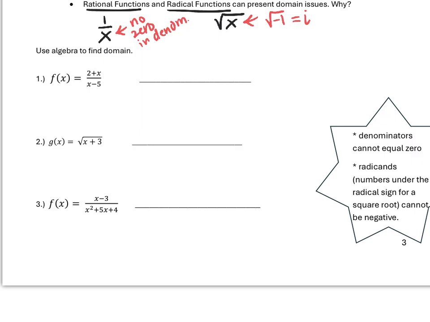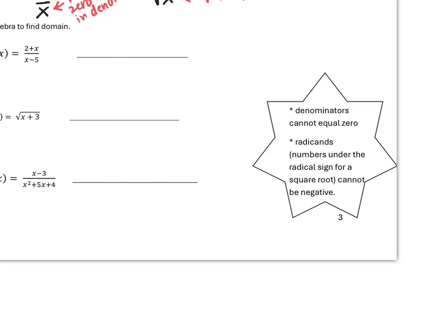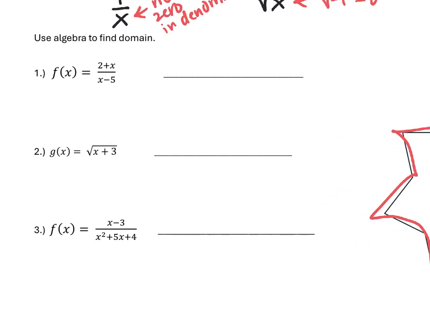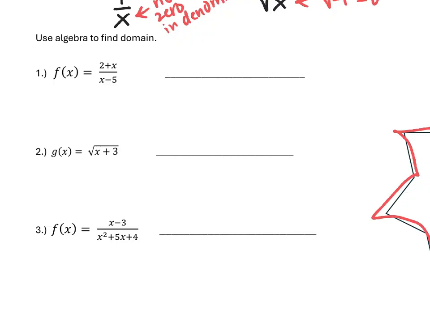All right, so again, we're going to practice using algebra. Here's my little hint for you down here in the corner. These are the sort of problem domains that we're watching out for. Okay, notice number 1. This is (2 plus x) over (x minus 5). This is a rational function. Rational means it can be written as a fraction. So it is a fraction, and we have an x in the denominator.